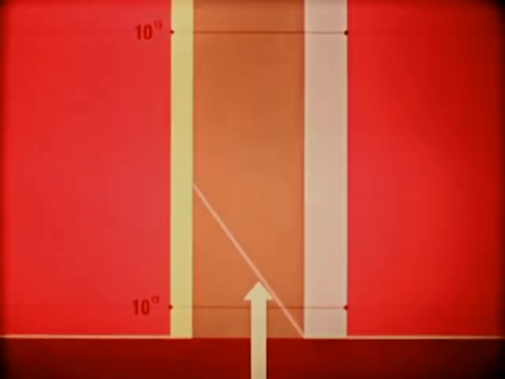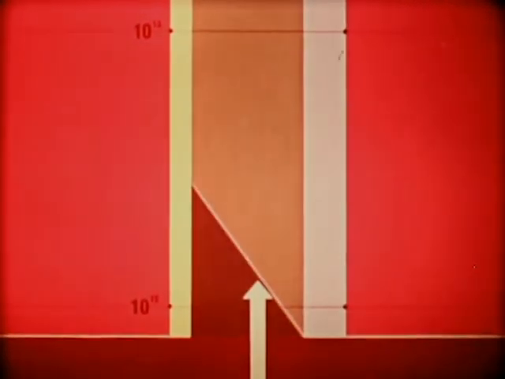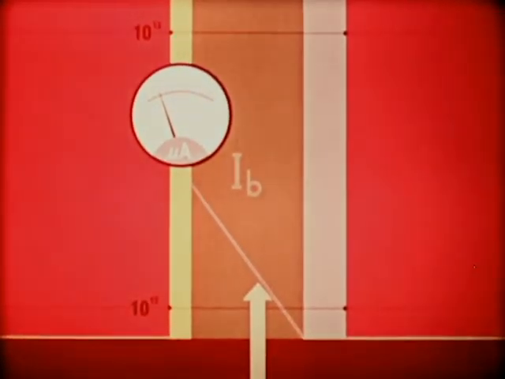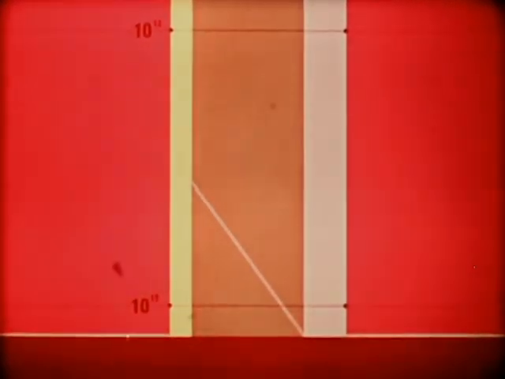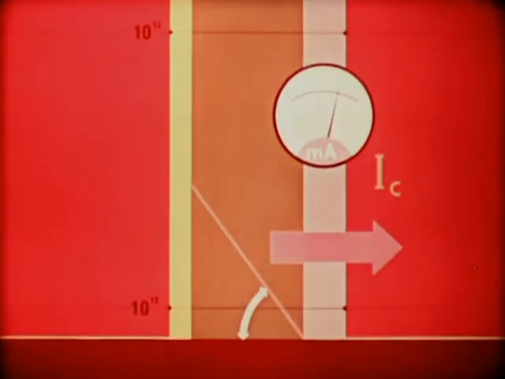The base current, or input current, is proportional to the difference between the surface area of the indicated triangle and that of the original rectangle. This difference is, in fact, a measure of the number of additional recombinations per second. The collector current, or output current, is a function of the angle formed by the concentration curve of holes in the base.